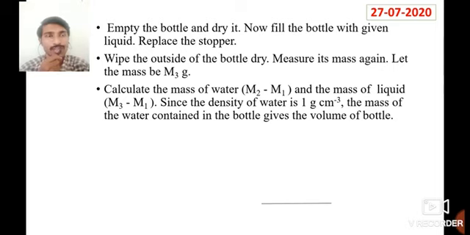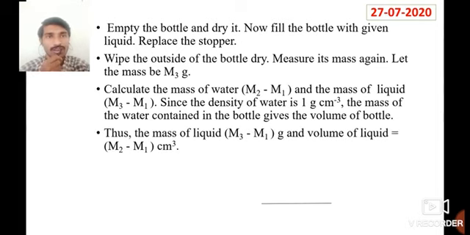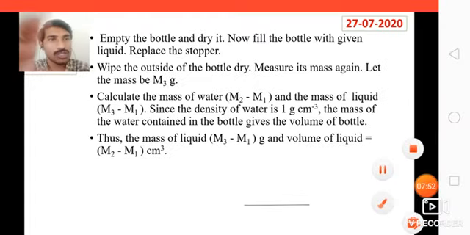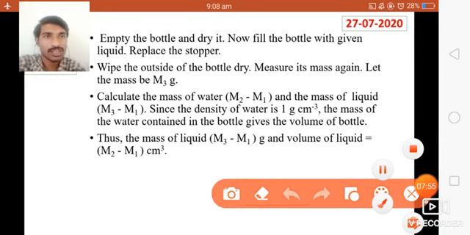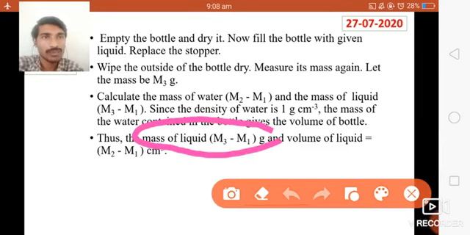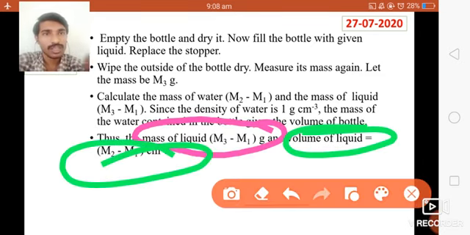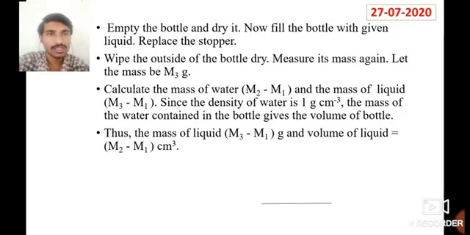Since the water has density 1 gram per centimeter cube, the mass of the water contained in the bottle gives the volume of the bottle. Thus the mass of the liquid is m3 minus m1 gram and the volume of the liquid is m2 minus m1 centimeter cube. Students, you have to just remember the procedure and the formula. So the mass of the liquid can be found by m3 minus m1, and the volume of the liquid can be found by m2 minus m1 centimeter cube.